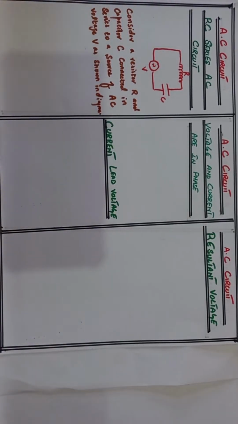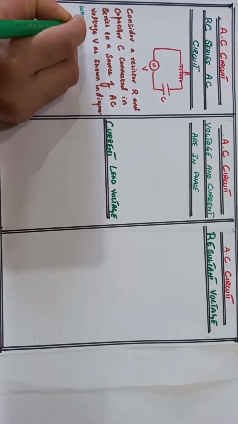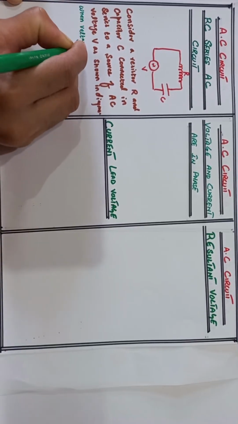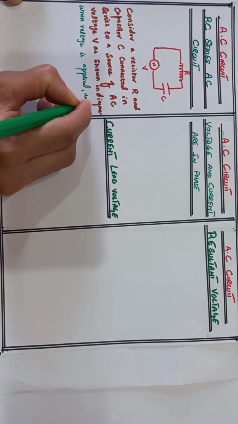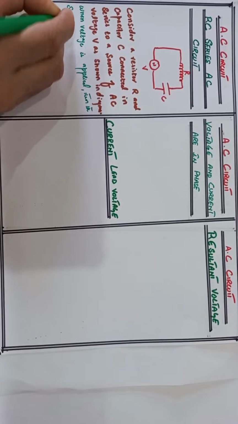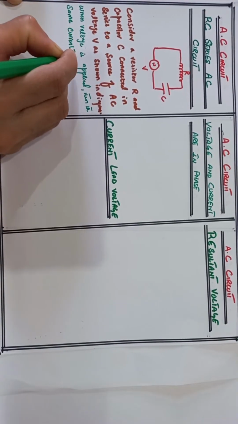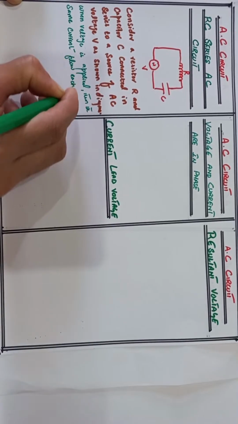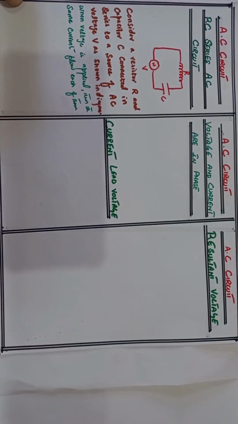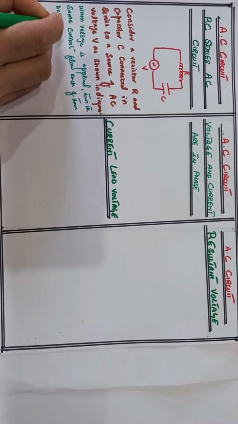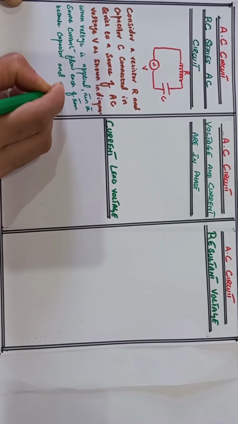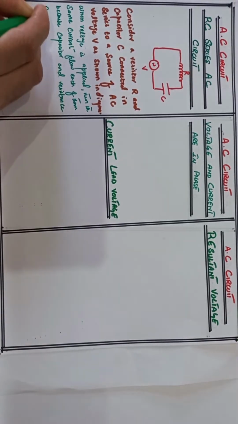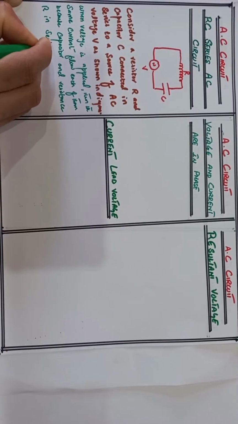Second point we write about it. When voltage is applied, the same current flows through each of them because the capacitor and resistance are in series.